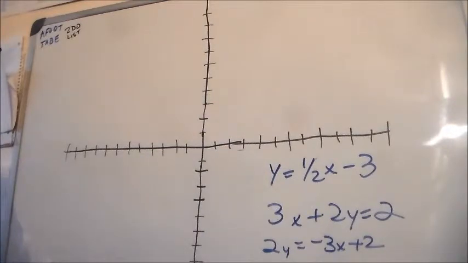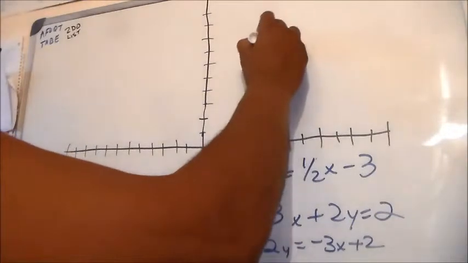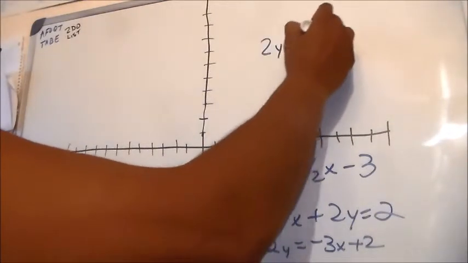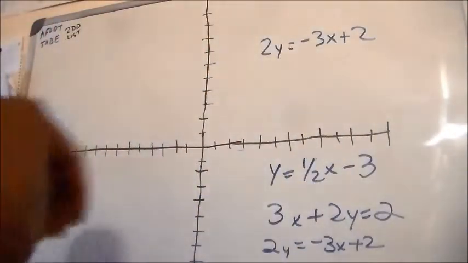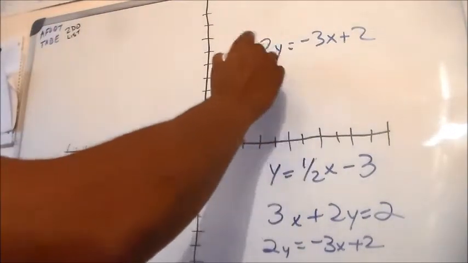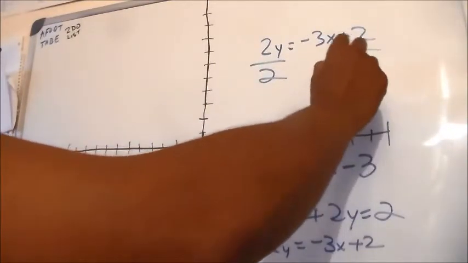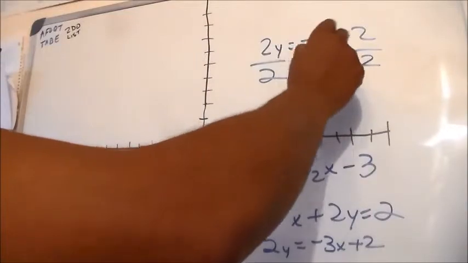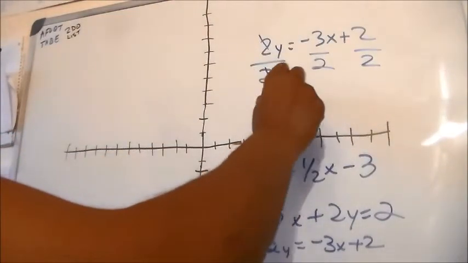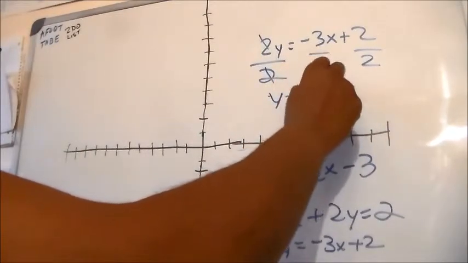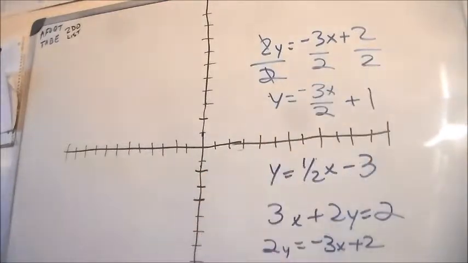But then we can't leave it there like that. I'm just going to write the line up here because we ran out of real estate on the bottom. In order to turn this into y equals mx plus b form, I'm going to divide everything by 2, and these cancel out. Y equals negative 3x over 2 plus 1.